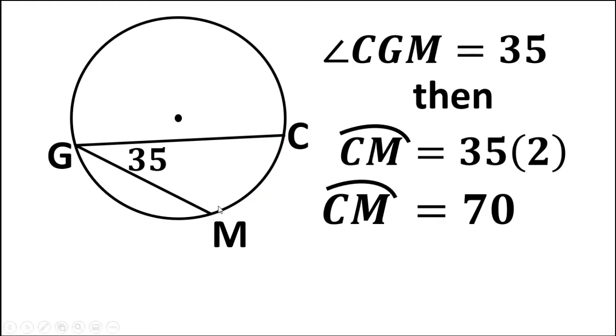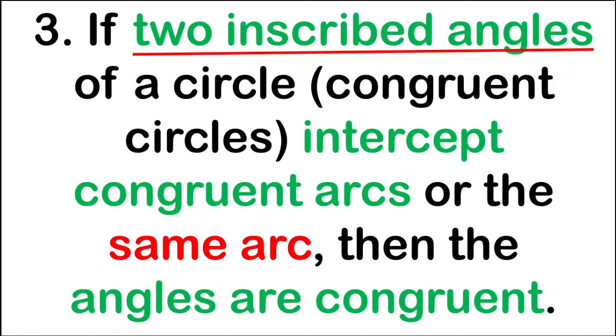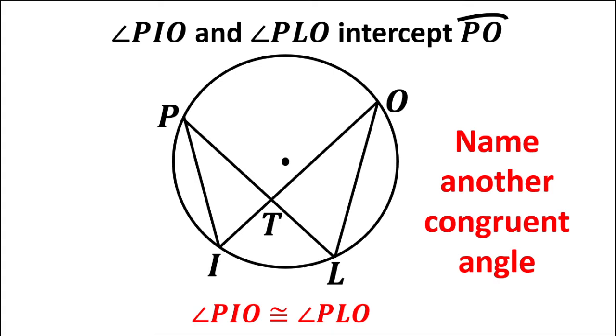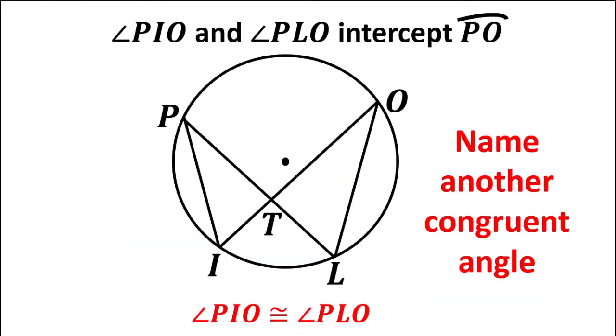Okay? Next. If two inscribed angles of a circle or congruent circles intercept congruent arcs or the same arc, then the angles are congruent. Example, usually ganito ang itsura ng mga dun sa number 3. Usually, ganito ang pagkakasketch nila. Okay? Say, angle PIO and angle PLO intercept arc PO. If they intercept the same arc, then these angles are considered congruent. Okay?